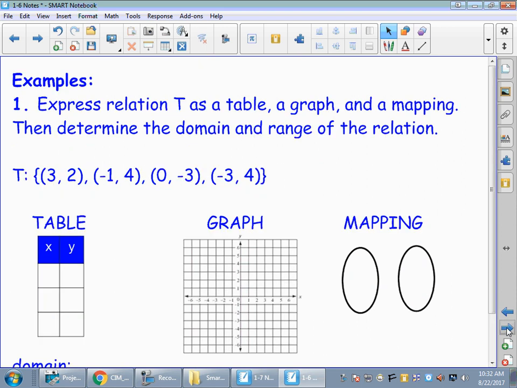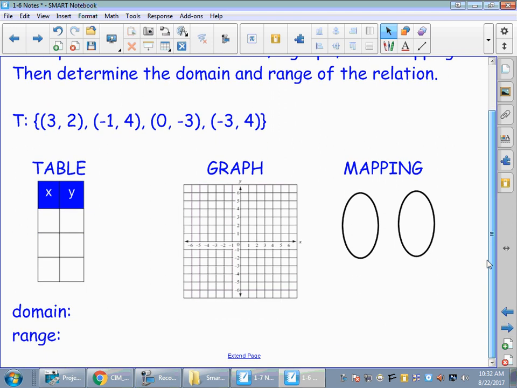So here are some examples. Express relation T as a table, a graph, and a mapping, then determine the domain and range. So just a repeat of what we just did. For T, my table would be 3, 2, -1, 4, 0, -3, and I accidentally left off a spot, -3, 4. Need to add on an extra cell there.